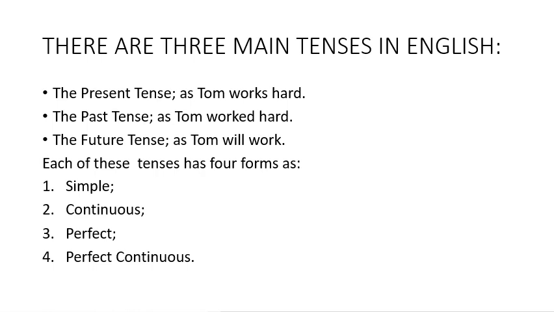Each of these tenses, present tense, past tense, and future tense, has four forms: simple, continuous, perfect, and perfect continuous. So in present tense we will have simple present, present continuous, present perfect, and present perfect continuous. Similarly, with the past tense, we will have simple past, past continuous, past perfect, and past perfect continuous. For the future tense, simple future, future continuous, future perfect, and future perfect continuous.